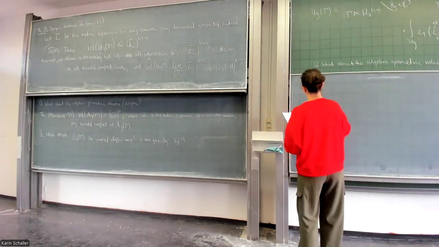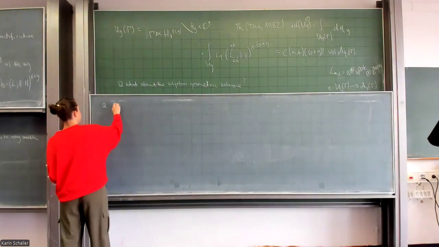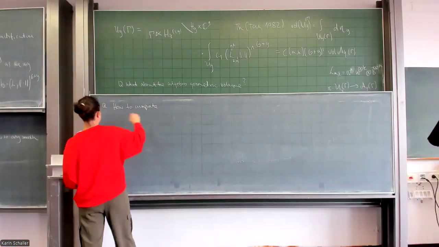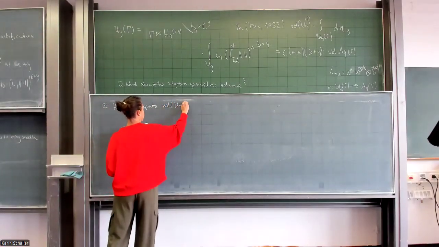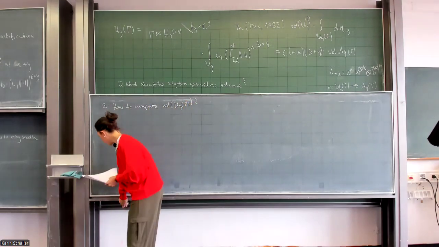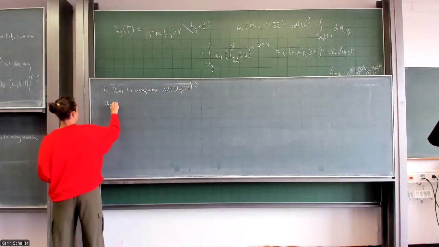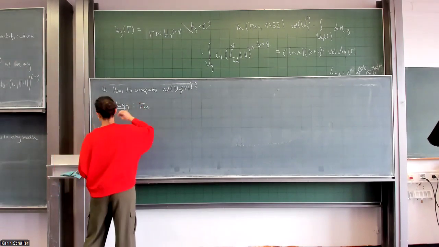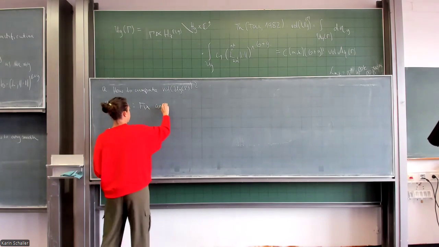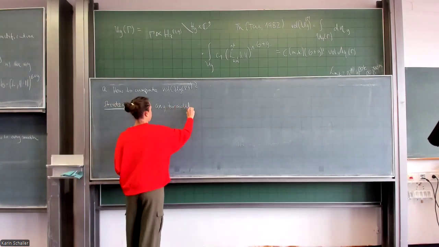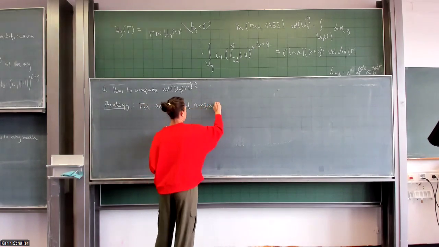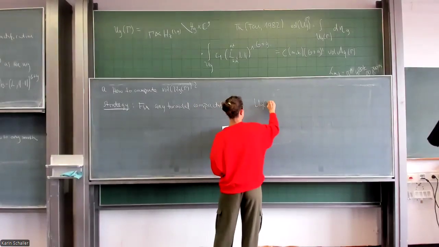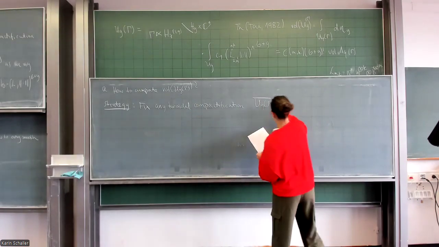So the strategy is the following. The question is how to actually compute this. We're going to fix a toroidal compactification, gamma. And now I'm going to look.